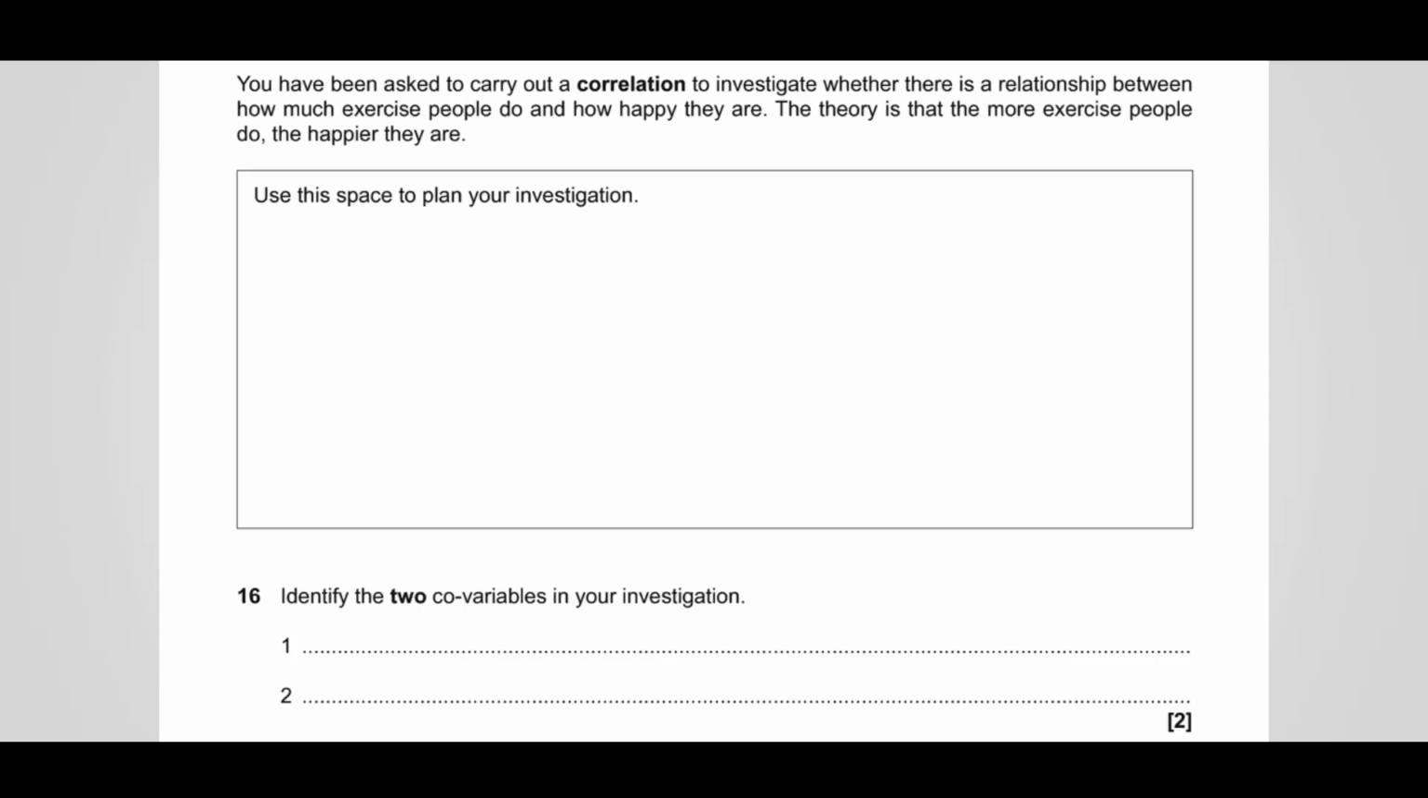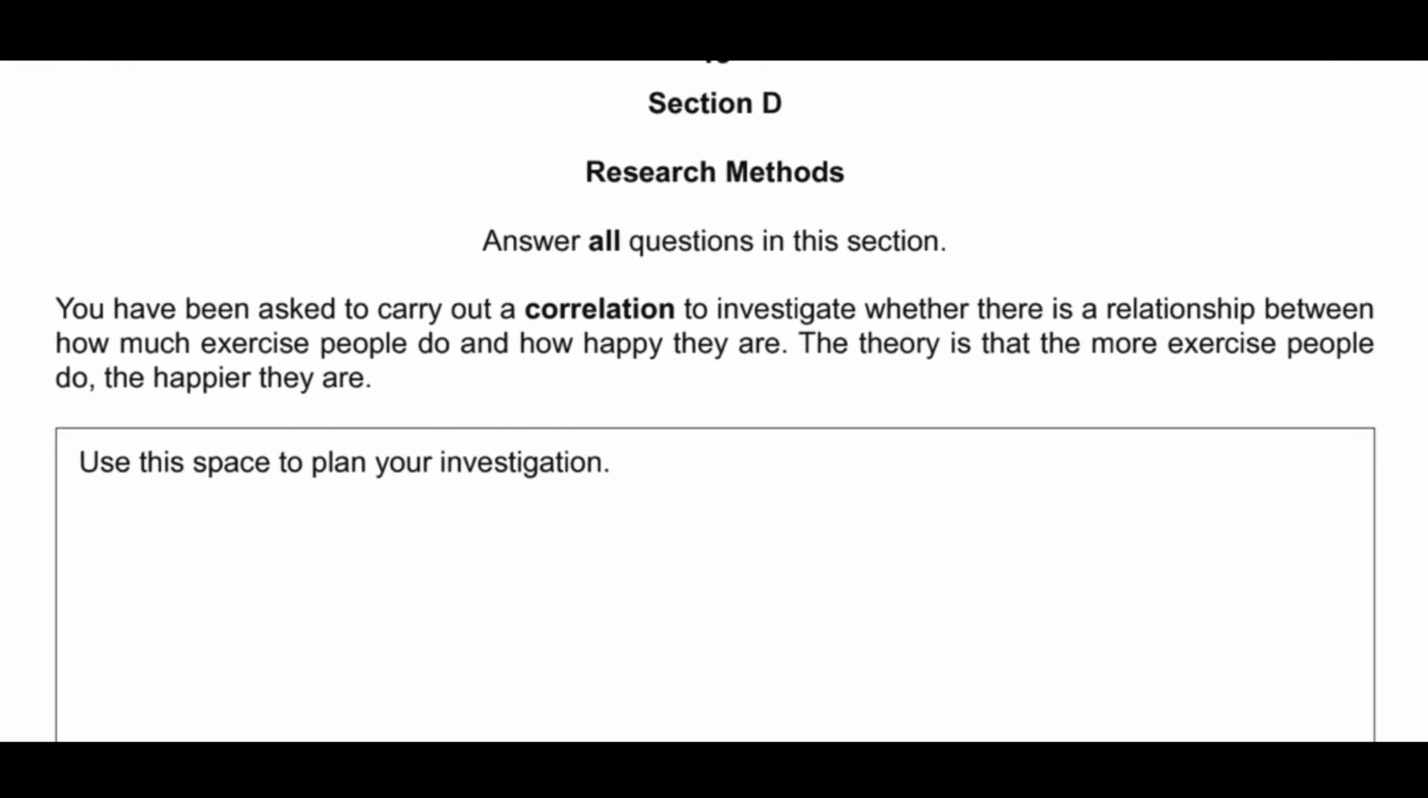And so that leads us on nicely to question 16, which asks us to identify the two covariables in this investigation. So what is the investigation? Well, we've been asked to carry out a correlation to investigate whether there is a relationship between how much exercise people do and how happy they are. The theory is that the more exercise people do, the happier they are. Well, the only two variables that I can see on there are happiness and how much exercise they do. So we'll put that down as our answer.